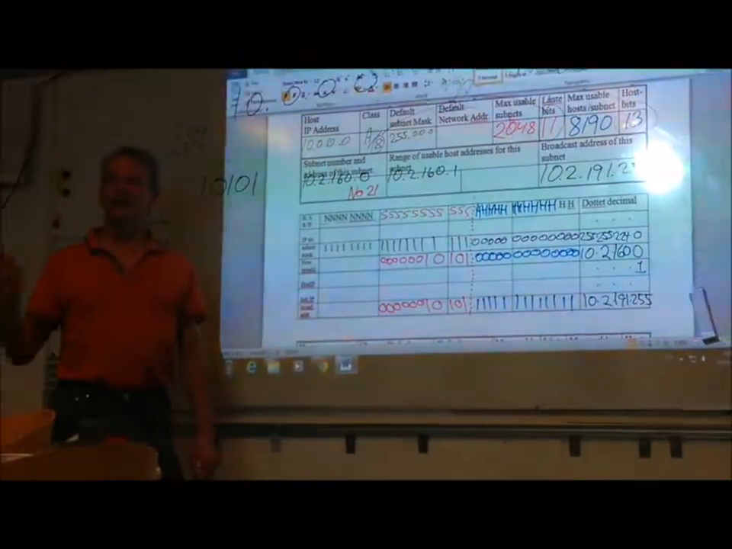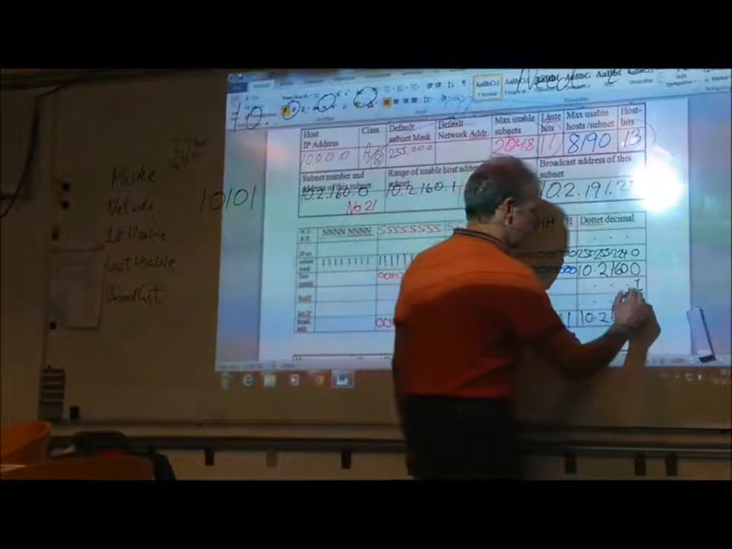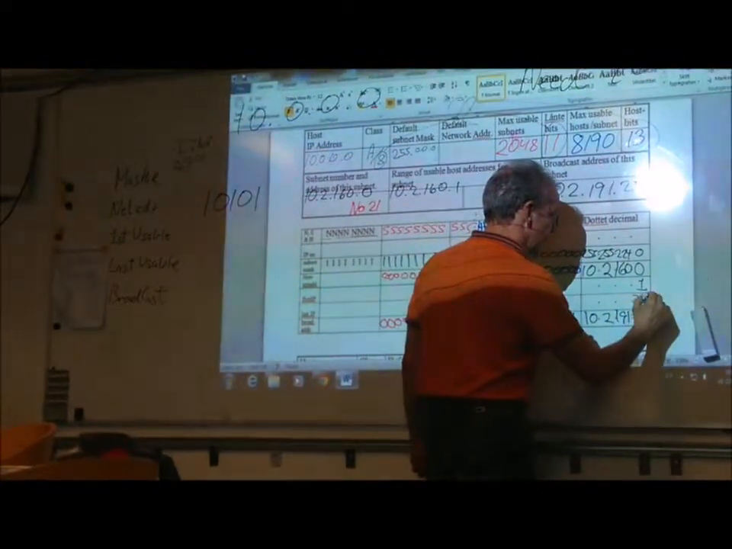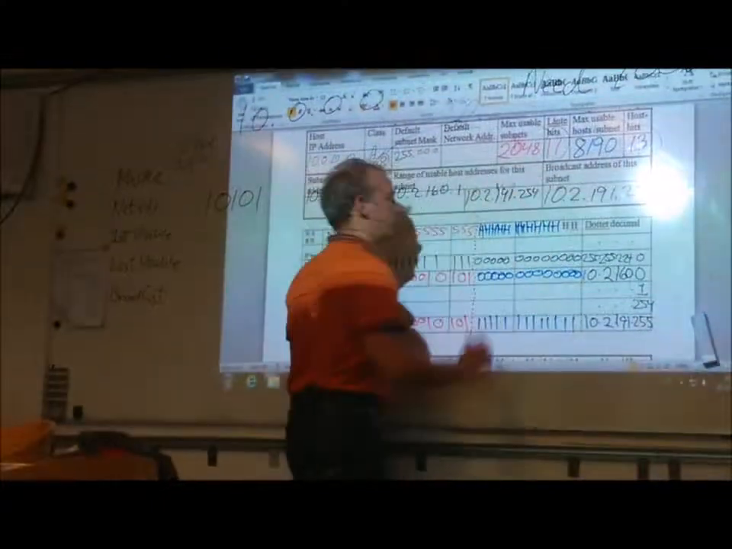Last usable is the address just before that. Subtract 1 from the rightmost number. 254. My last usable address is 10.2.191.254.